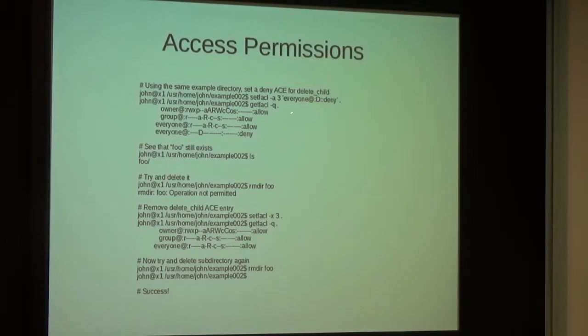Some of these examples, I like using a deny entry to make it more clear what you're doing here. So I have this directory here. I put a deny entry with the capital D. Here you can see that the capital D is in there, right there. And yeah, I come here, I try to delete the directory. I get an operation not permitted error.